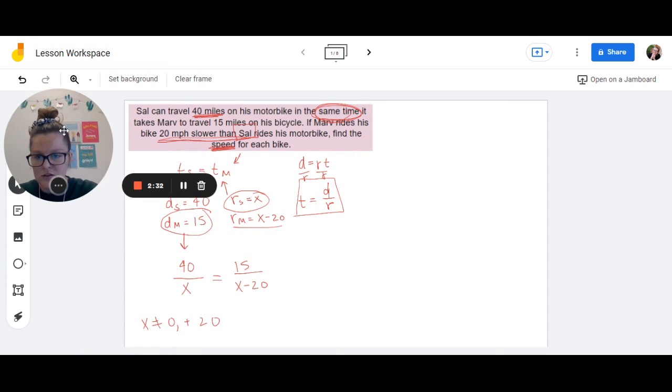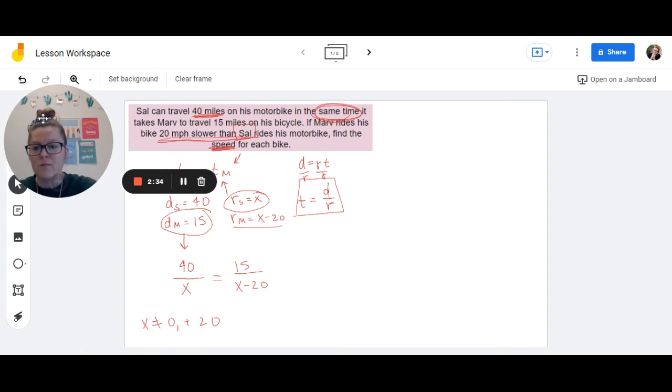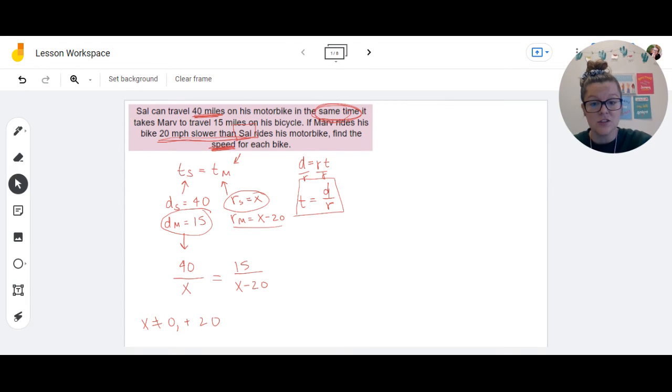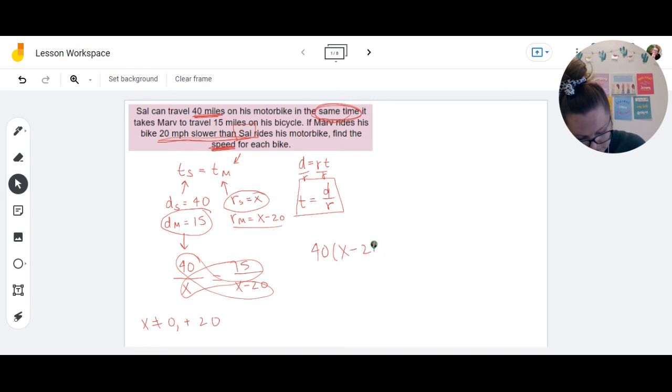Let me move this a little bit so you guys can see. And then from there, all I need to do is go ahead and solve. I am cross multiplying, so I get 40, do not forget those parentheses, x minus 20, is equal to 15x. Distribute. 40x minus 800 is equal to 15x. Subtract the 15x from both sides. Add the 800 to both sides. So I get 25x is equal to 800.